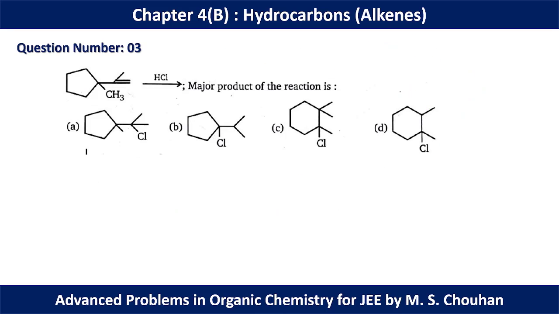In question number 3, we have added HCl to the alkene, so we can start with CH3, and we can add H plus here. We can dissociate this pi bond like this because of the stability of the carbocation.